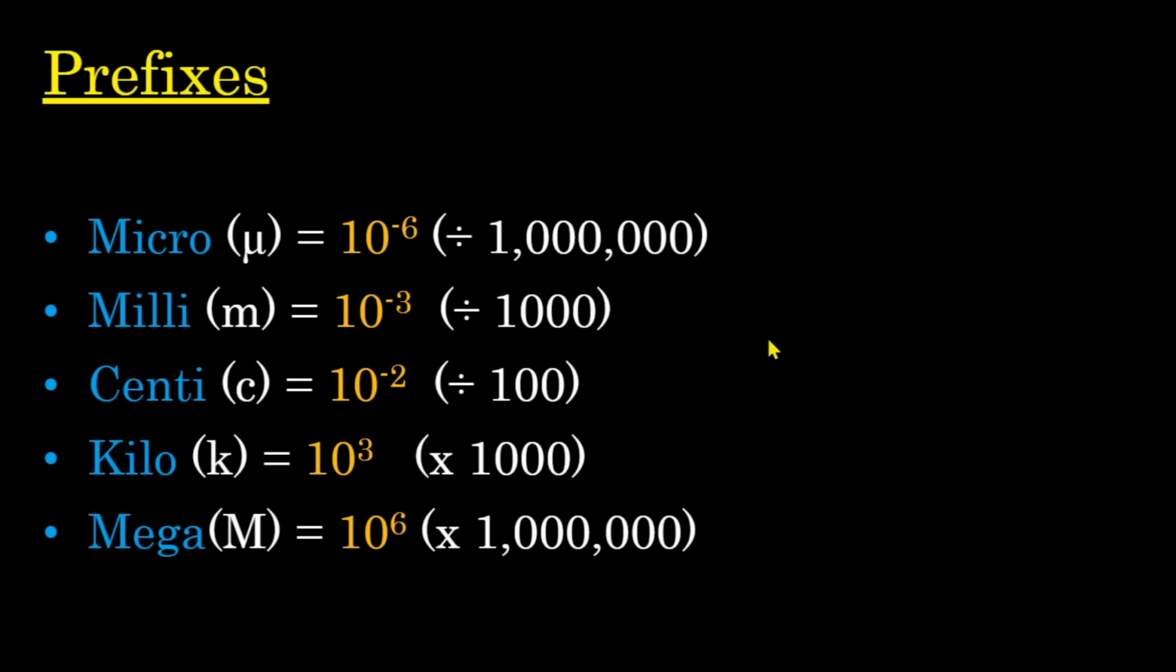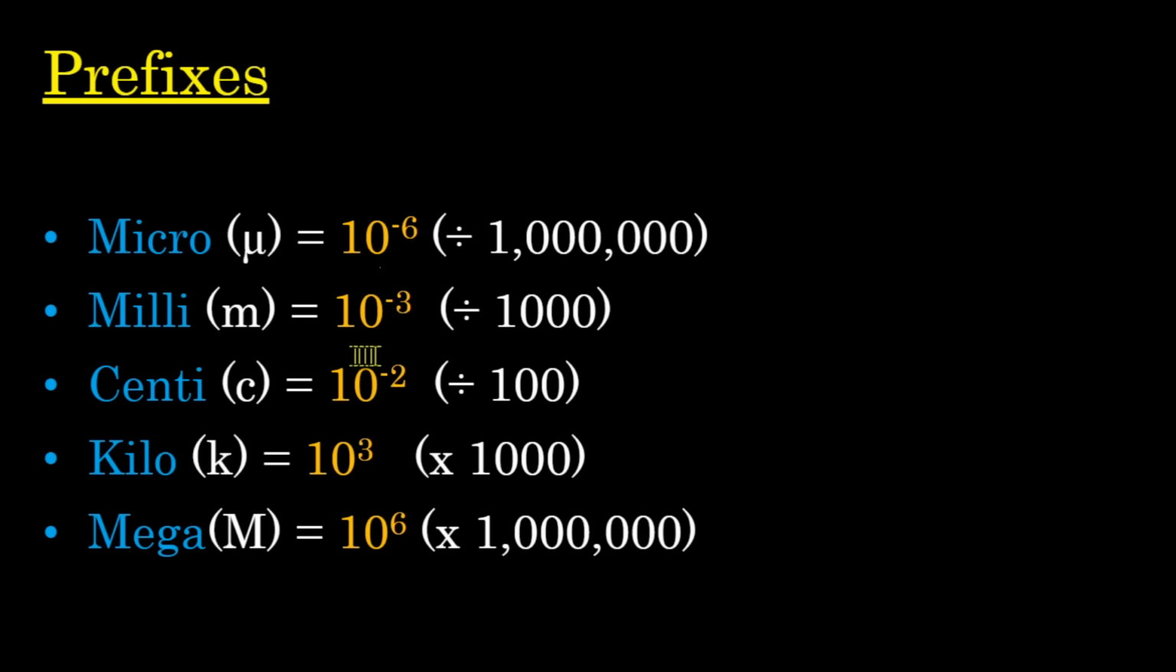There are many prefixes, but these are the 5 that you have to know at CXC level. We have micro, milli, centi, kilo, and mega. Micro is 10 to the power negative 6, basically means divide by a million. Milli is 10 to the power negative 3, which means divide by 1,000.